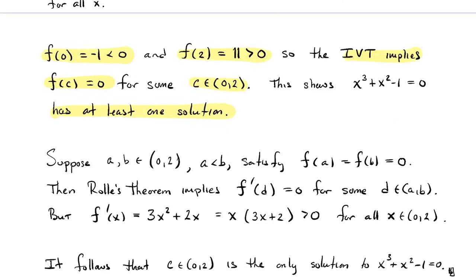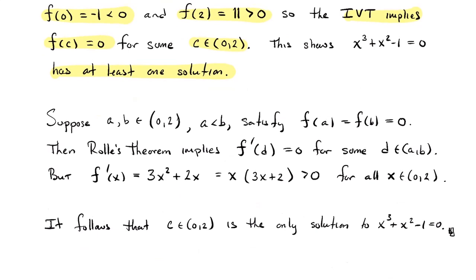Cool. Well, how do we rule out the fact that there aren't any others? Well, suppose that there's actually two numbers. I'm going to call them a and b. Suppose that they're in that interval from 0 to 2. They couldn't be the endpoints because we've already said f of 0 is -1 and f of 2 is 11. Let's, without loss of generality, assume a is less than b, and suppose that they both are solutions to the equation. That is, that f of a and f of b would both be 0.